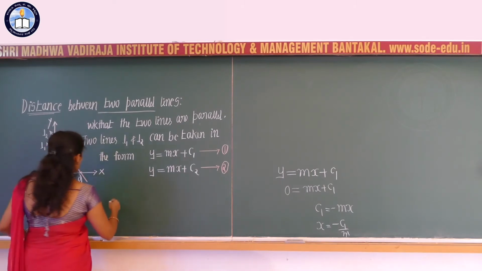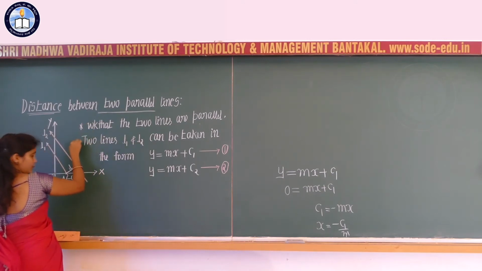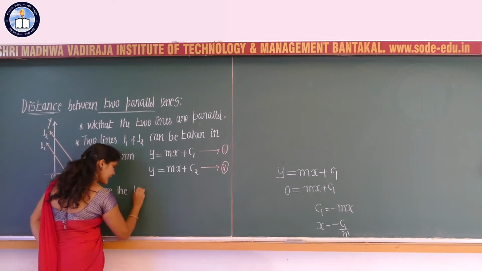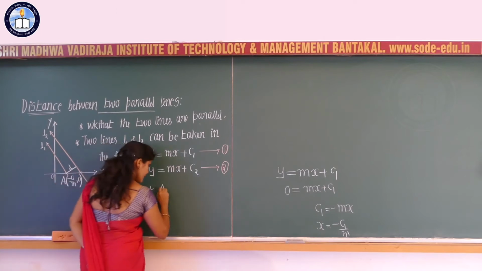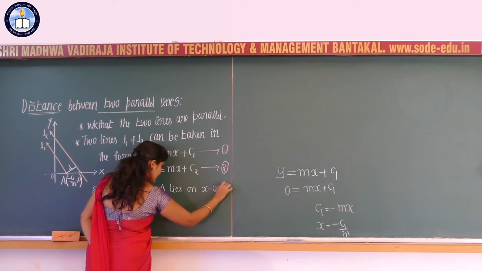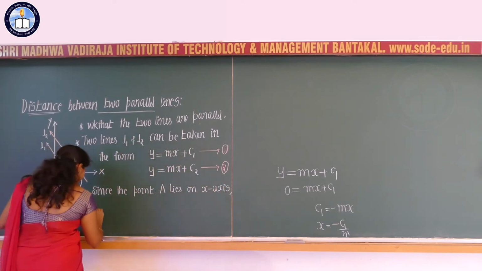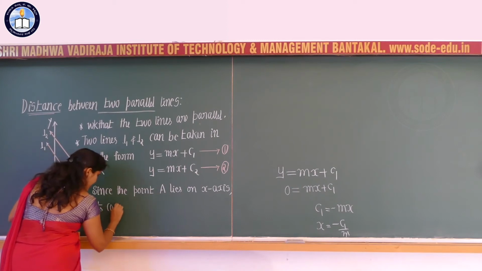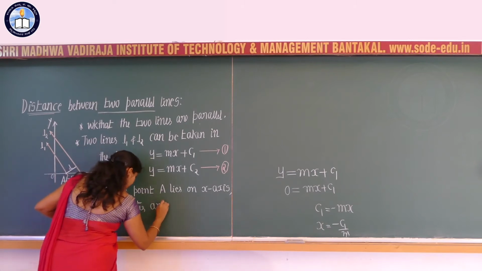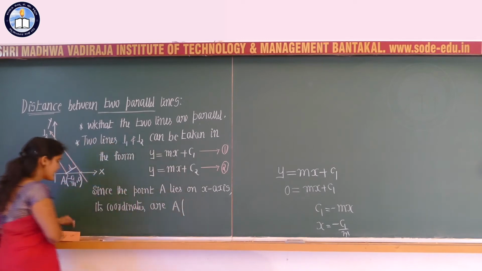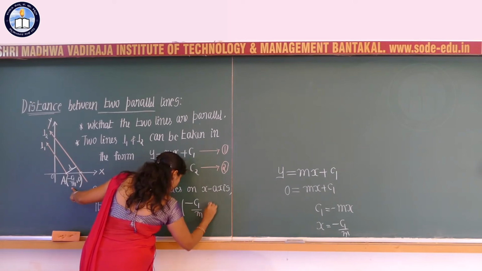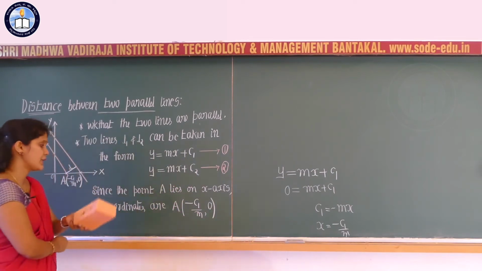So let us write the next point. Since the point A lies on the x-axis, its coordinates are, so what are the coordinates of the point A? A is the point with the coordinates minus c1 divided by m, comma 0.